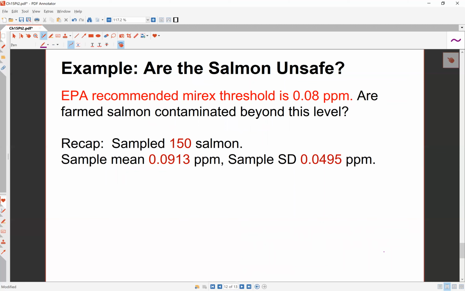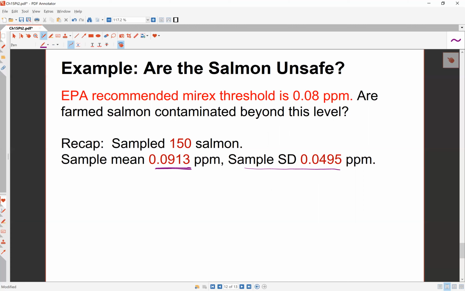So we have some data on hand looking at farmed salmon, and the EPA recommends that salmon should never have Mirex levels that exceed a threshold of 0.08 parts per million. So of the farmed salmon operations, a sample is taken, 150 salmon, and in the sample, the average Mirex level is 0.0913 parts per million. And the sample standard deviation is 0.0495 parts per million.